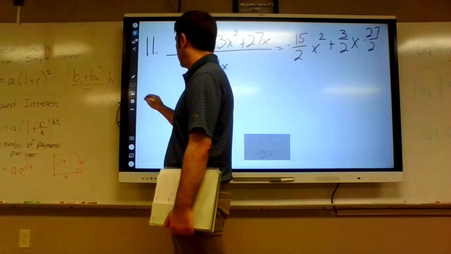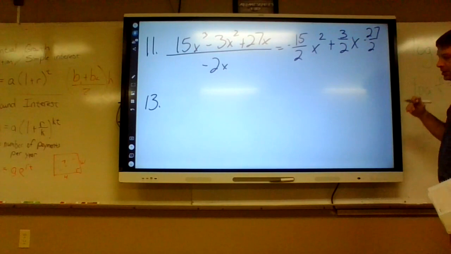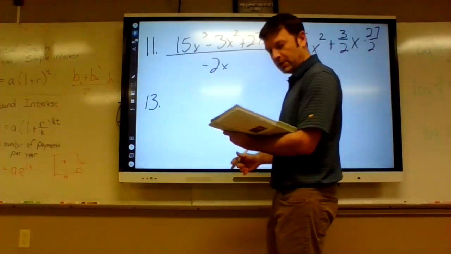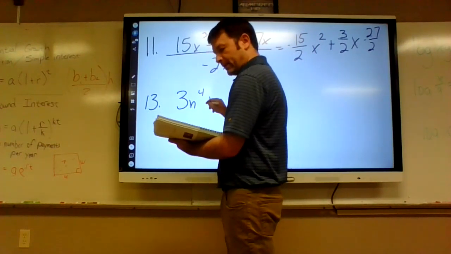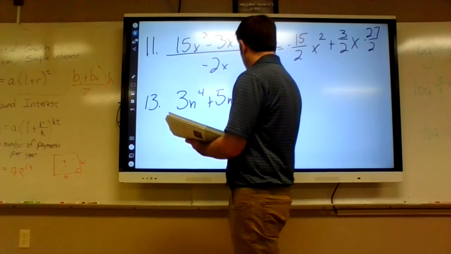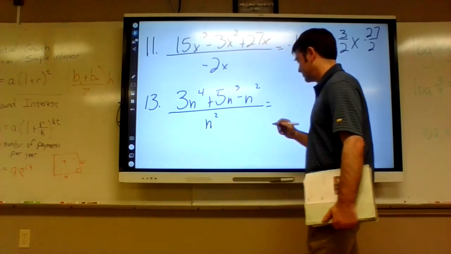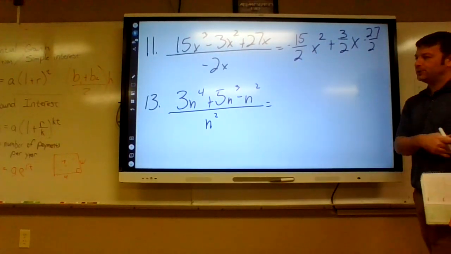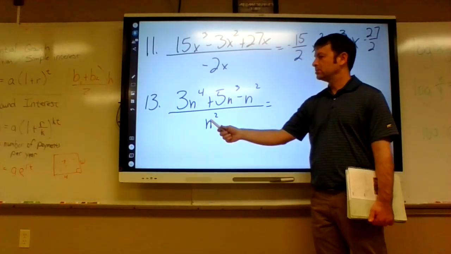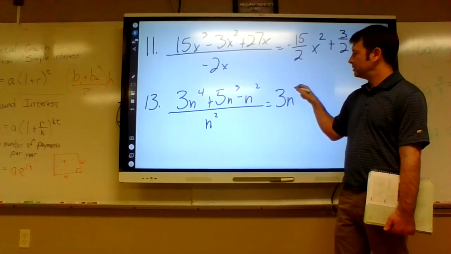Alright, 13. For some reason, as I keep writing, I keep going higher and higher. 13: 3n to the 4th plus 5n cubed minus n squared over n squared. What is 3n to the 4th divided by n squared? 3n to the second. Not quite. 3n to the what? 4 minus 2, that's 2.